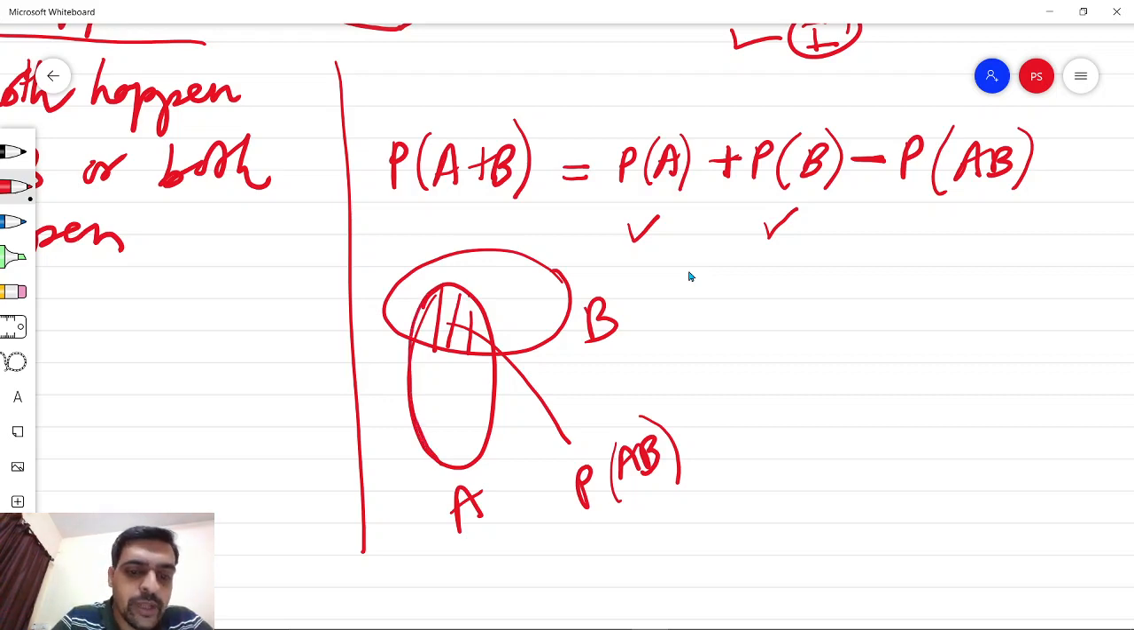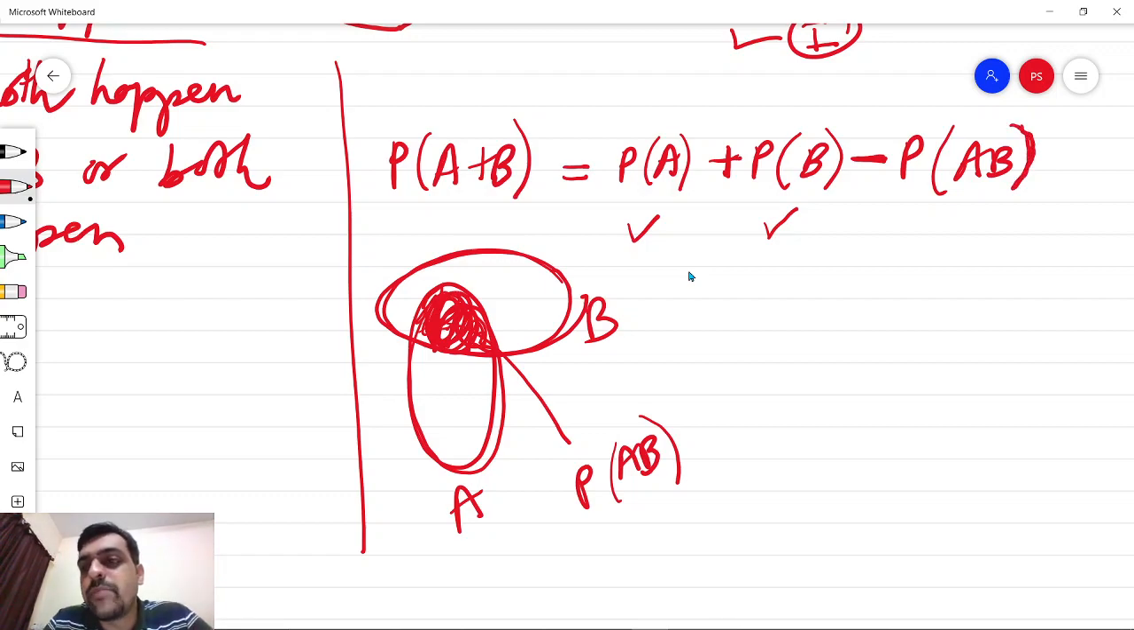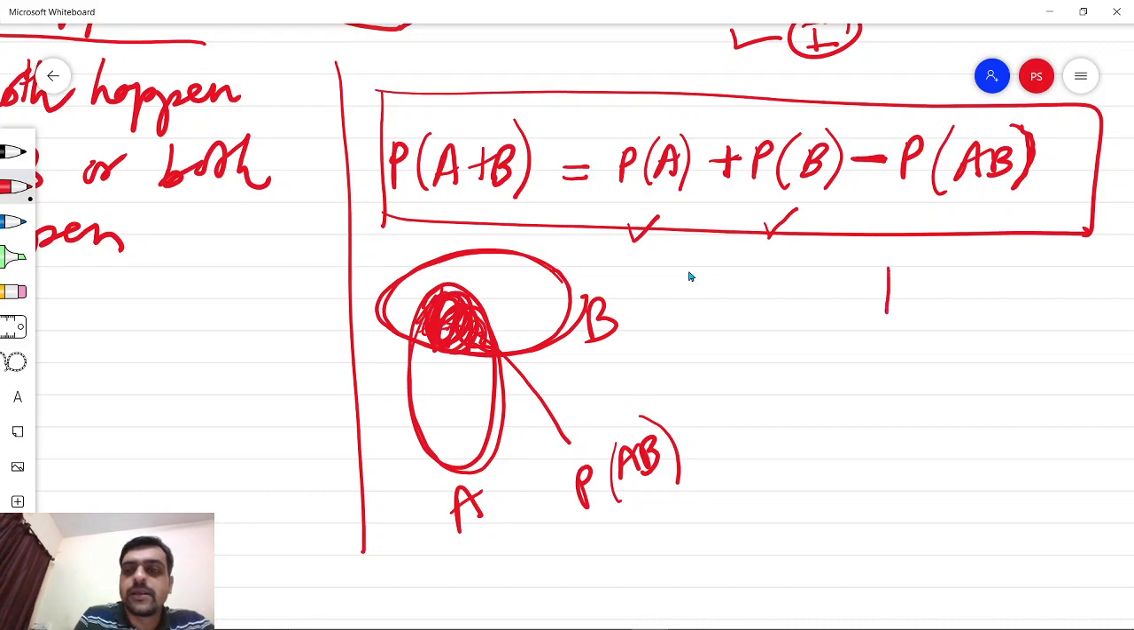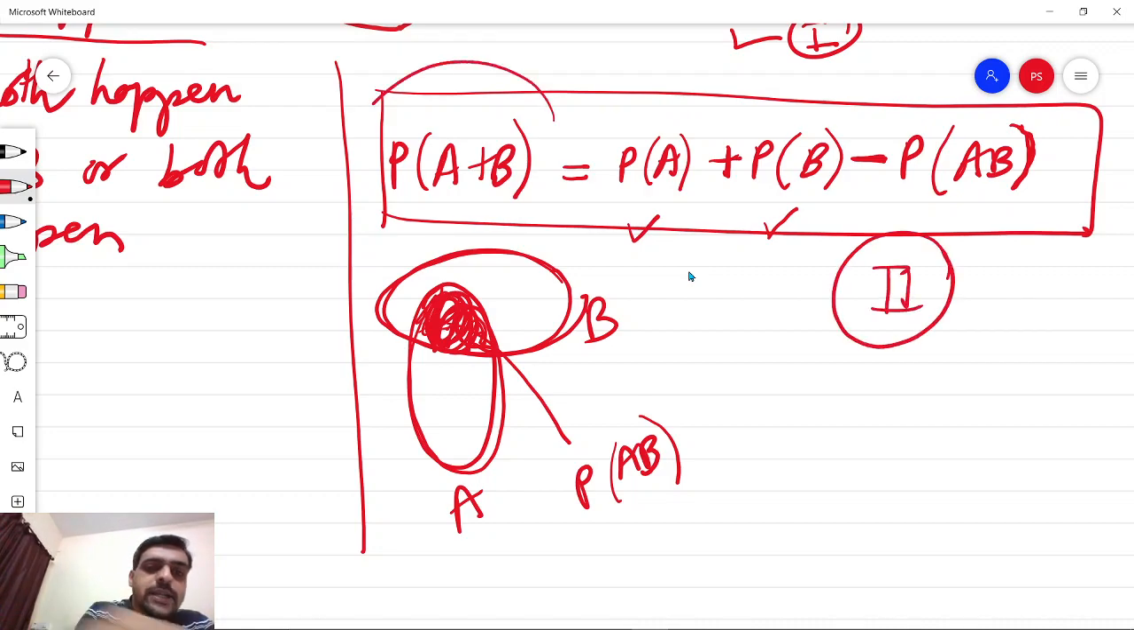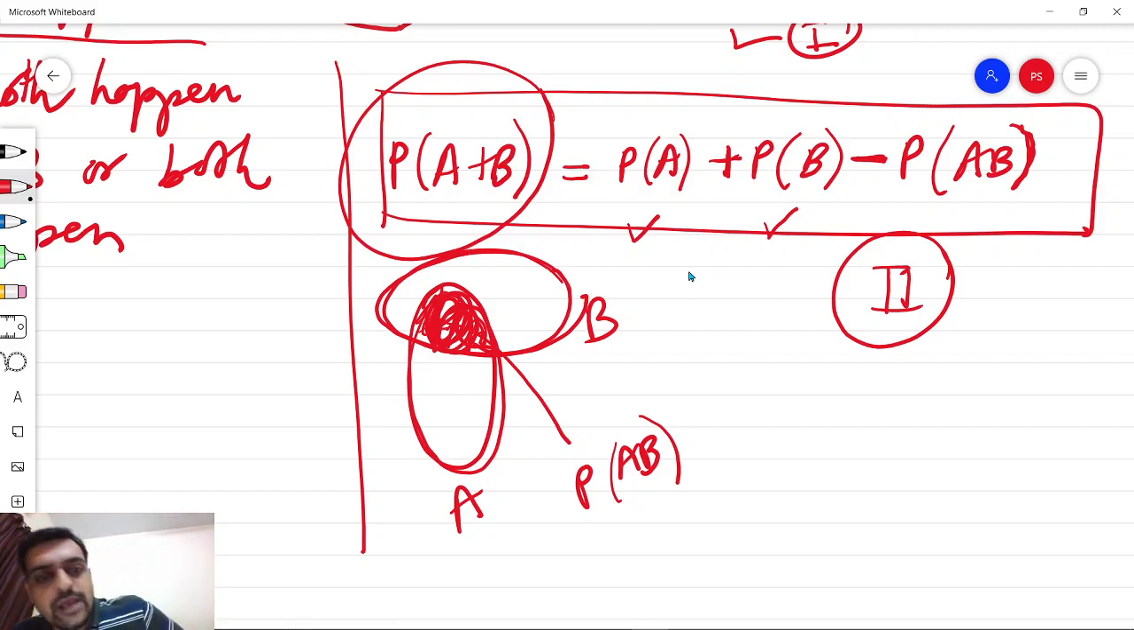So while counting P of A and counting P of B, we have already counted this intersection part. So in order to avoid this repetition of counting the probability, we need to subtract this part, which is the probability of events A and B both happening together. So this second law of probability gives the probability of happening of event A, either A or B or both.